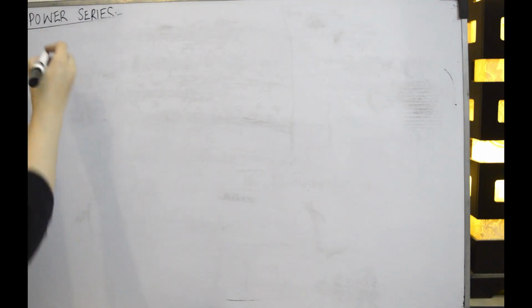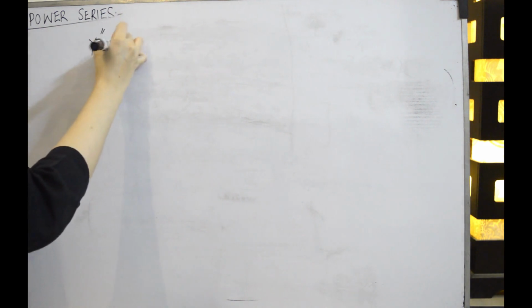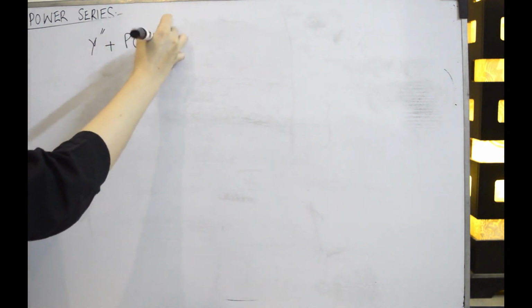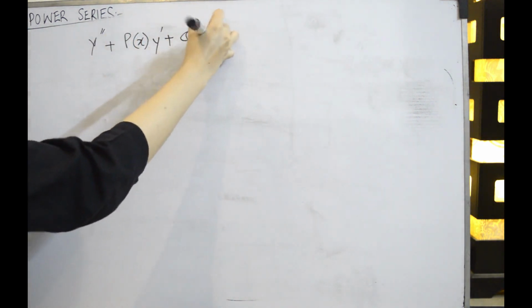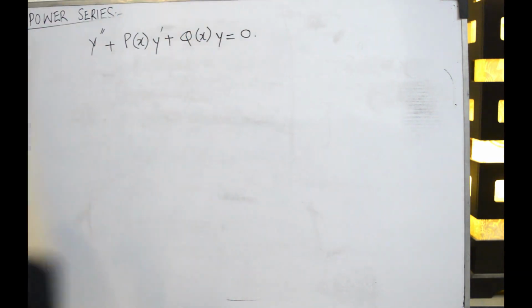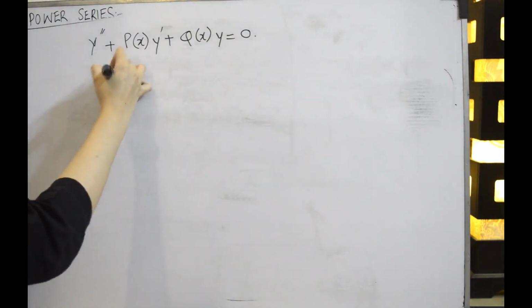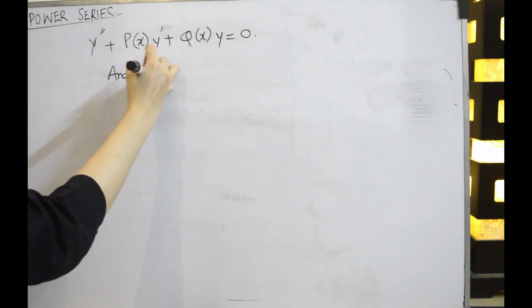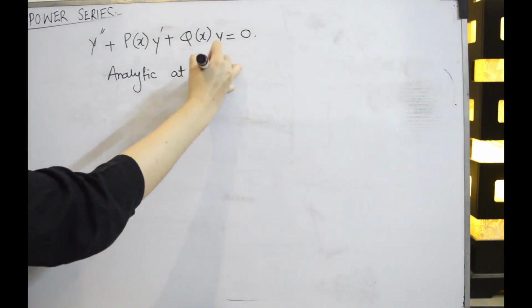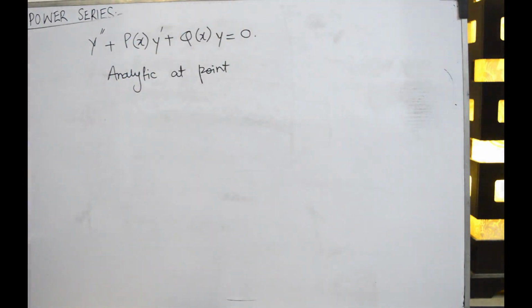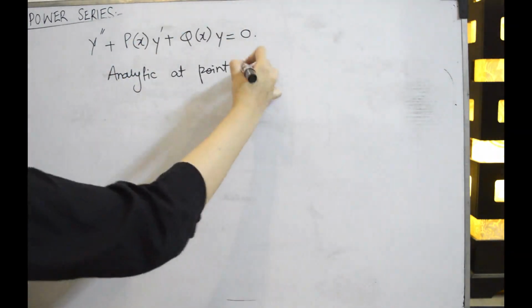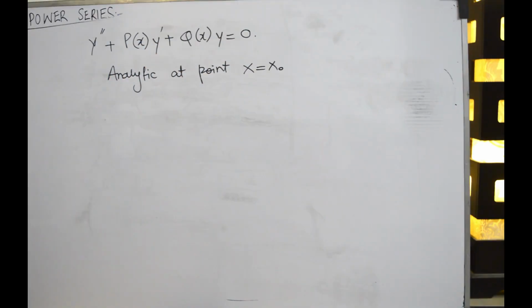So if you have a second order differential equation y double dash plus p of x y dash plus q of x y equals 0, then p of x and q of x may be analytic at the point x equals x naught. So this means it is analytic at the point it is centered at. Basically, analytic means centered at the point x equal to 0.